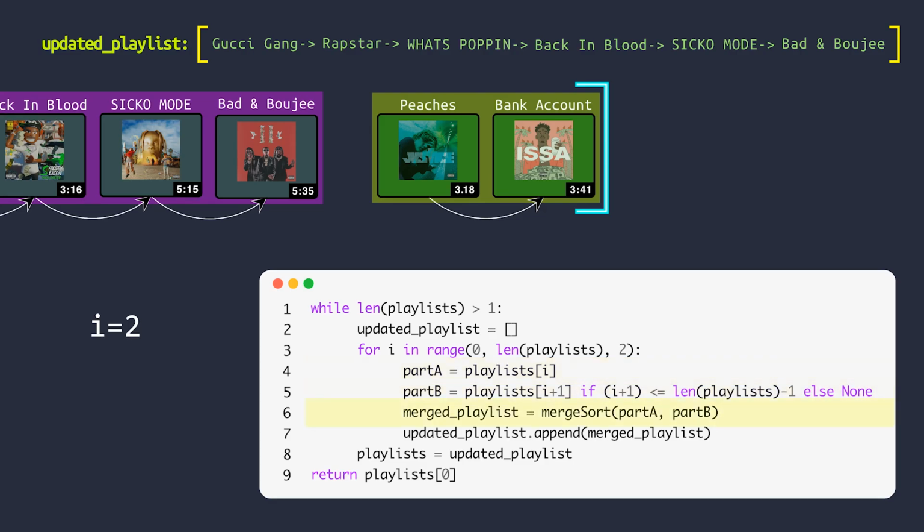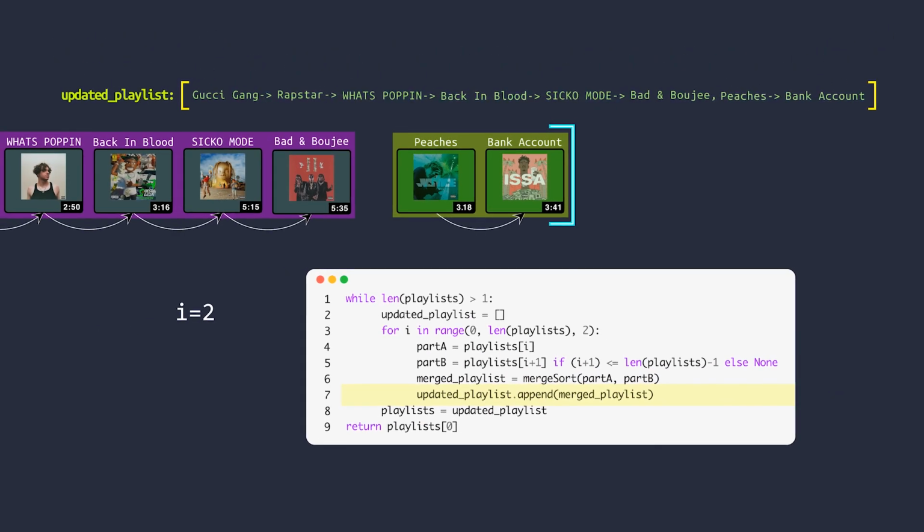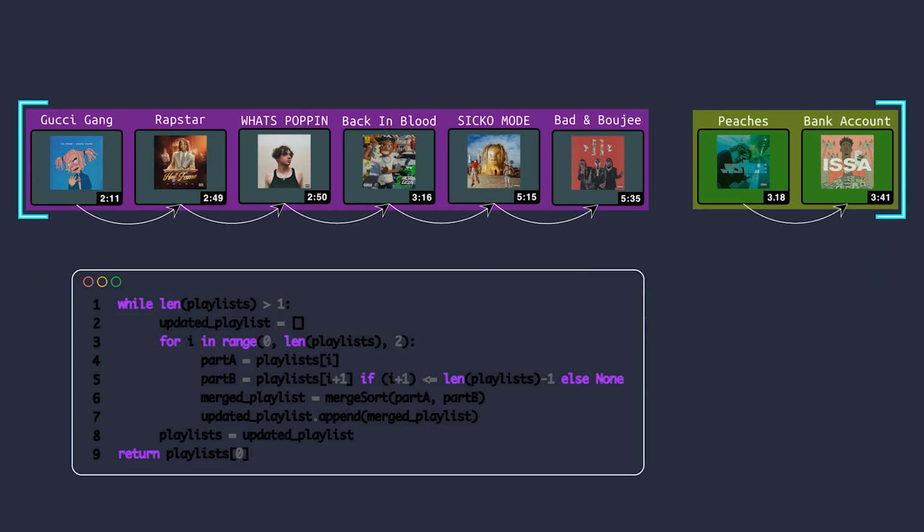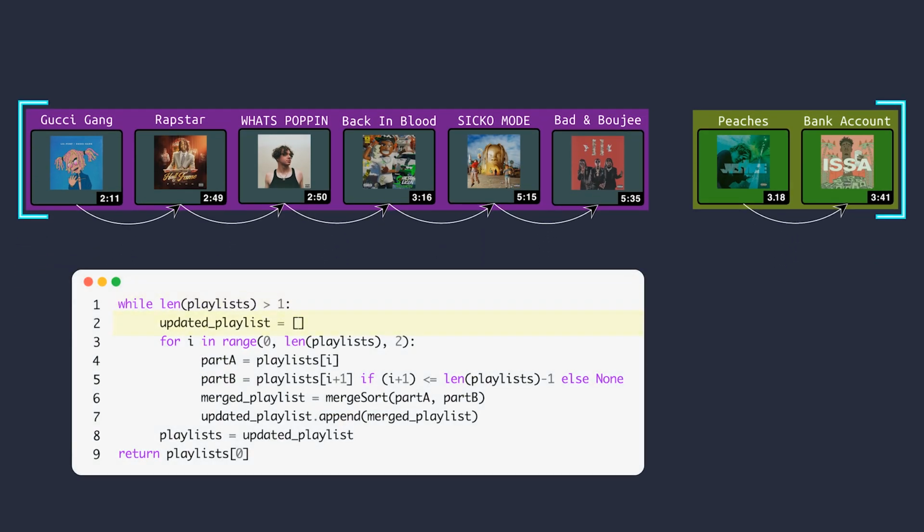There's nothing to sort, so the merge sort function just returns part A in its current form, and we just append that as well. You can clearly see that the updated playlist array now stores both heads of our merged playlists. That is purple and lime. The objective hasn't been met yet, so keep iterating. Here, we repeat the algorithm.